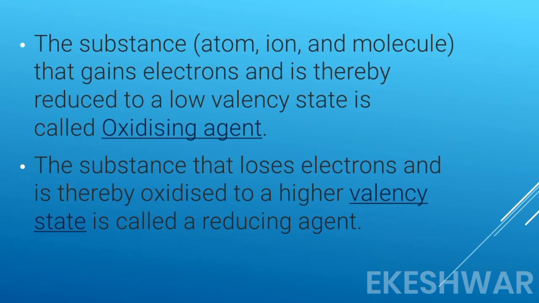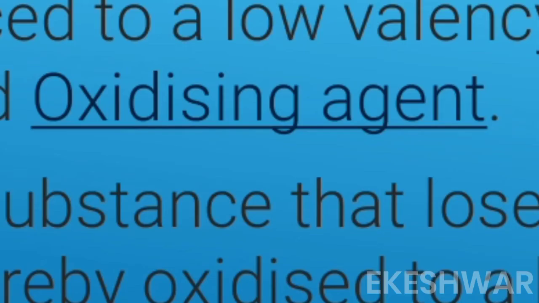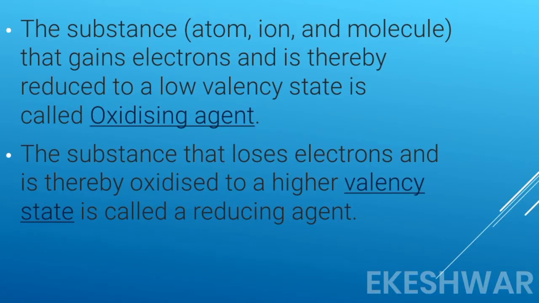The substance, atom, ion or molecule that gains electrons and is thereby reduced to a lower valency state is called an oxidizing agent. A substance that loses electrons and is thereby oxidized to a higher valency state is called a reducing agent.